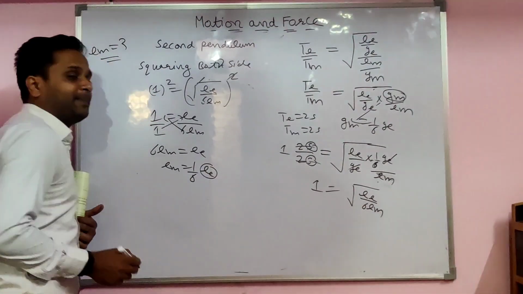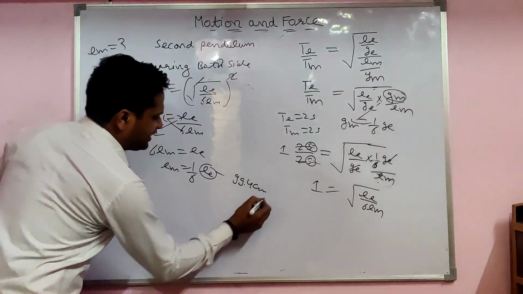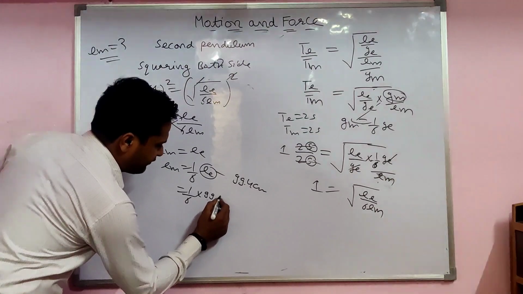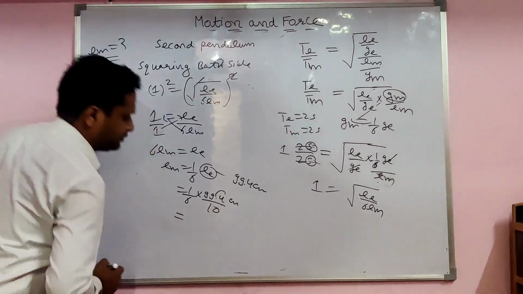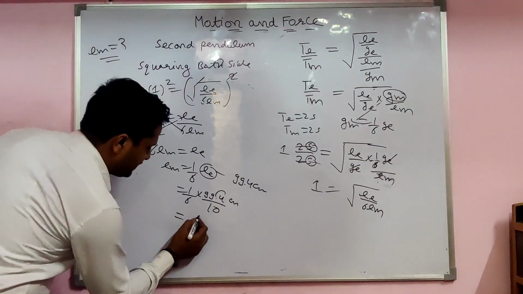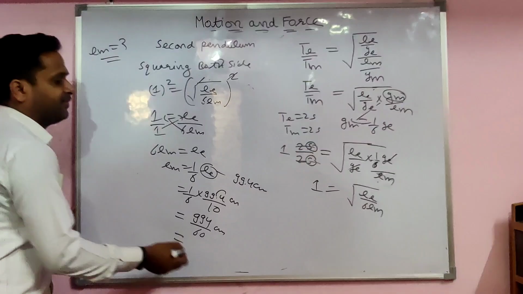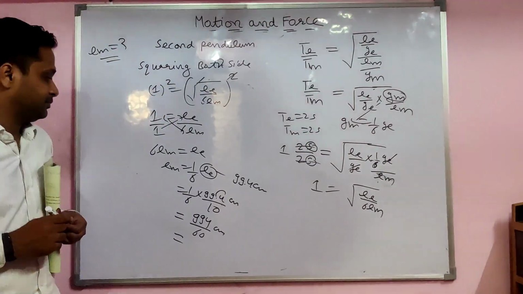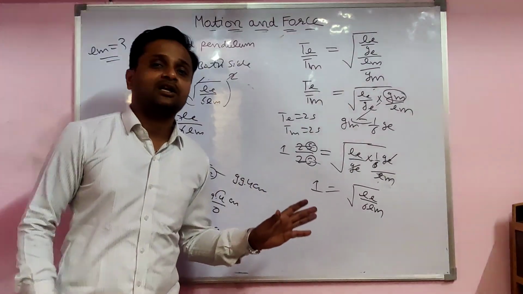And you know the length of the second pendulum on earth is 99.4 centimeters. You have to put here 99.4 centimeters. Then you have to solve it, and then you get the answer. So these are the numericals too. These are the unsolved numericals.